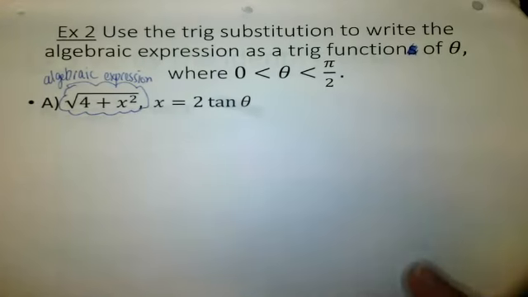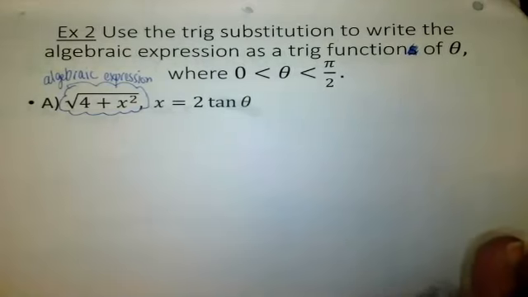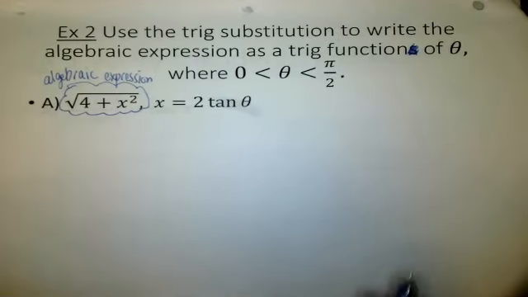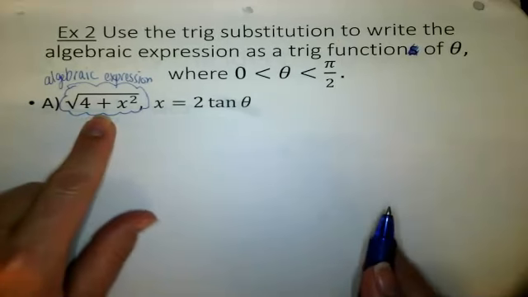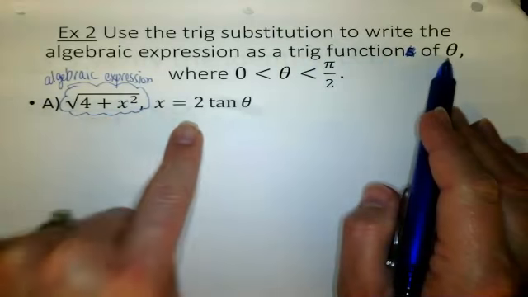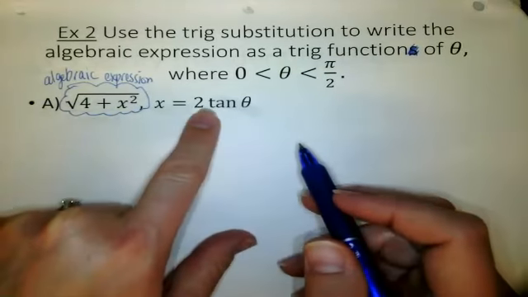Okay, algebraic expression. An expression does not have an equal sign. It's just like one side. And so there's our algebraic expression. And we want to take this same algebraic expression and write it as a trig function in terms of theta. And so they've given us basically a substitution. They're telling us x is the same as 2 tangent of theta.